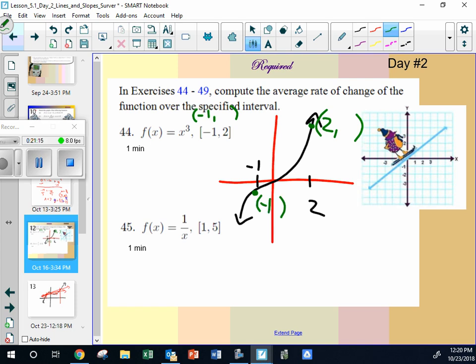What would it be? -1 comma, you stick it in the function and you get what? -1. And what's the other point? You stick it in the function, you put the 2 in there, what do you get? So it's really the slope that you'd find between these 2 points. That point and that point. You get what just happened there?